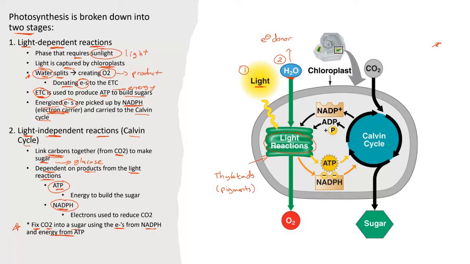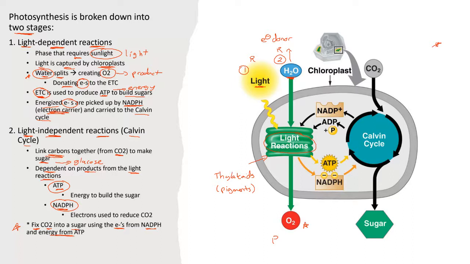And what is going to come out of the light dependent reactions? One of our products. Let me put an R for reactant and a P for product. Oxygen comes out as a product, and it comes out from the light reactions.